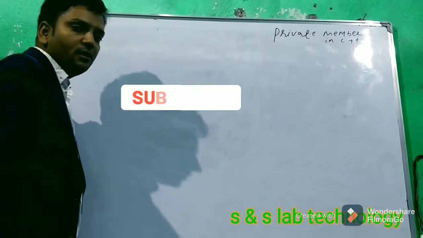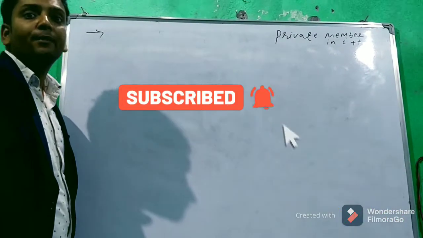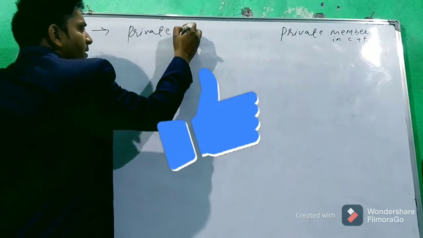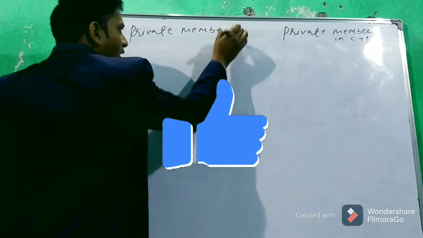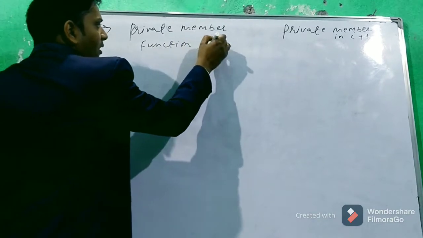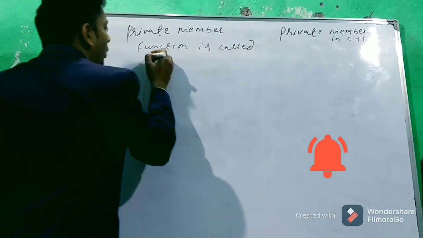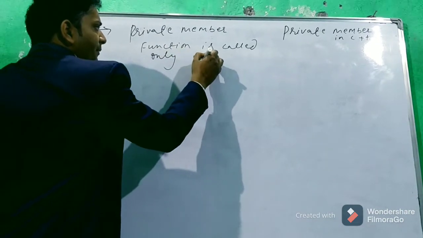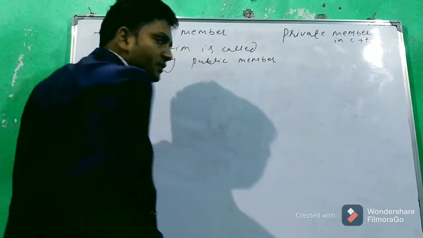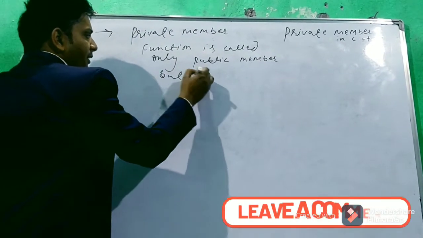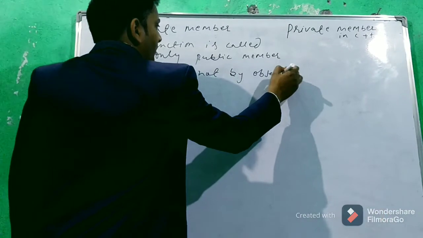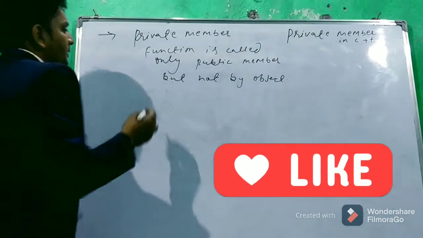Private member functions can only be accessed by the public member functions. A private member function is called only by a public member function, but not by the object. Okay, so we'll see some examples. It will be more clear. The example is something like that.